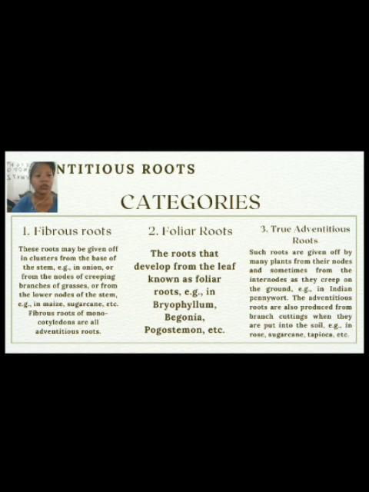The adventitious roots are also produced from branch cutting when they are put into the soil, in rose, sugarcane, tapioca, for example. So true adventitious roots grow from different parts, depending on where they are produced. For example, branch cutting.